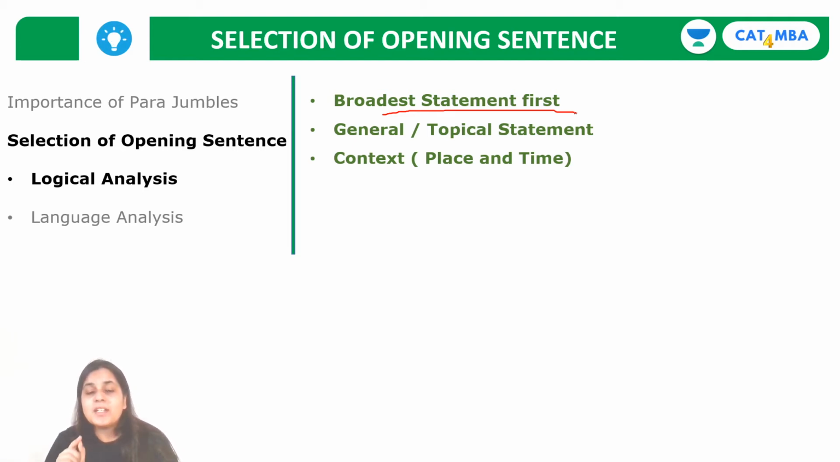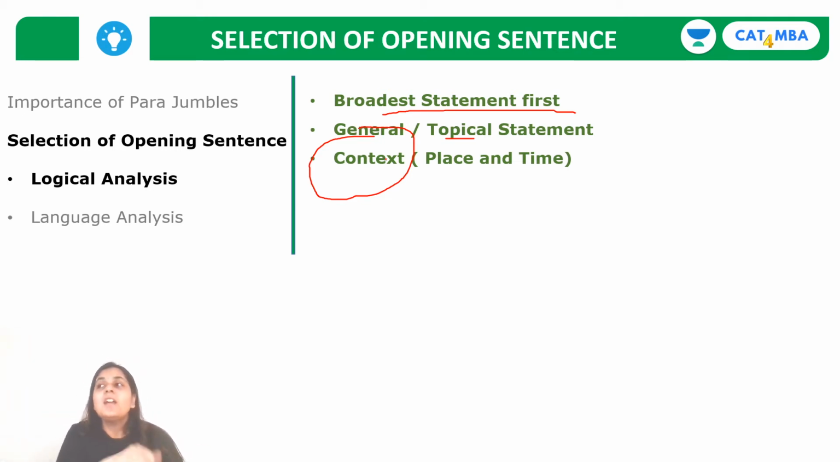When I say broadest statement first, I mean the most general statement, which gives me the topic and which is broad in terms of context. Now, context kya hai? Ye word hum log kai baar sunte. Aap questions ke solutions dekhte ho, ye option answer nahi ho sakta, ye out of context hai, this is within the context. Kai baar sochna padta hai, ye context hota kya hai exactly. So, context is nothing but guys, place and time.